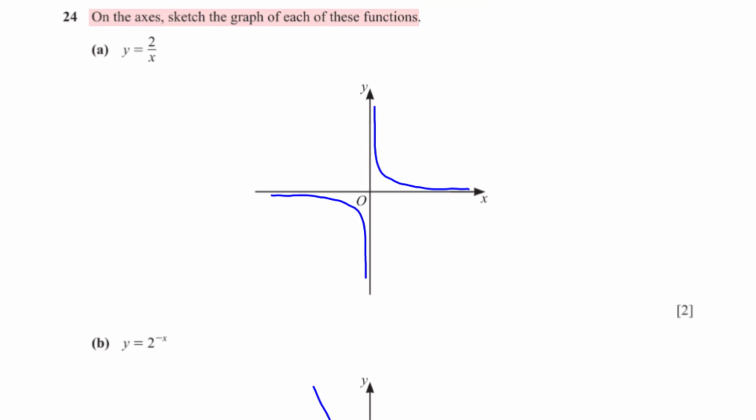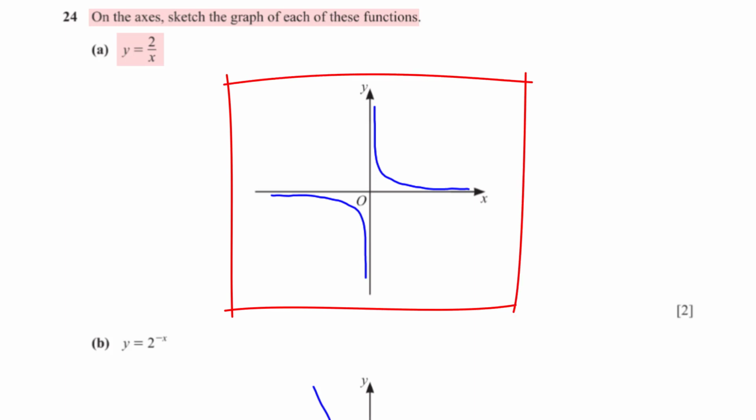On the axis, sketch the graph of these functions. Y equals 2 over x. This type of function is a reciprocal function. You can quickly sketch the graph if you are able to recall its shape from memory, or you can try to plot some sample points of the function to be able to draw the graph.